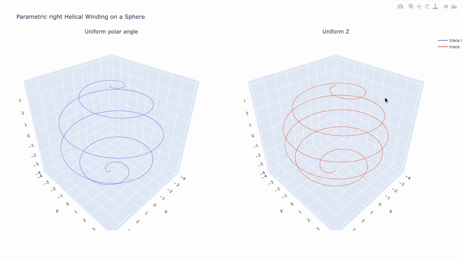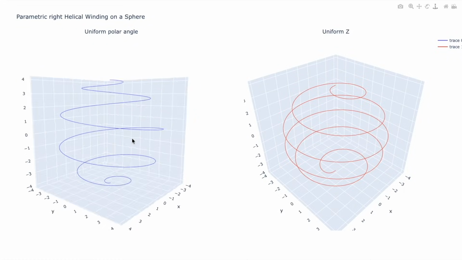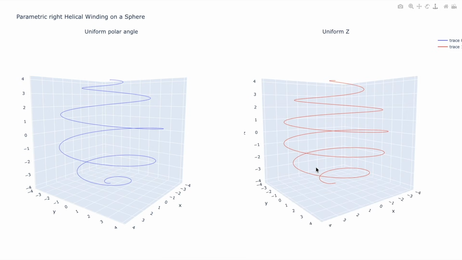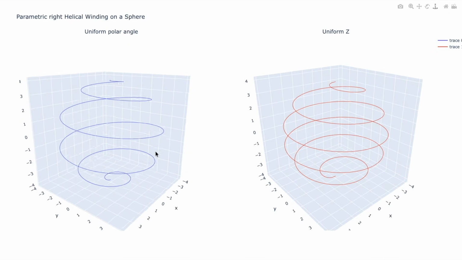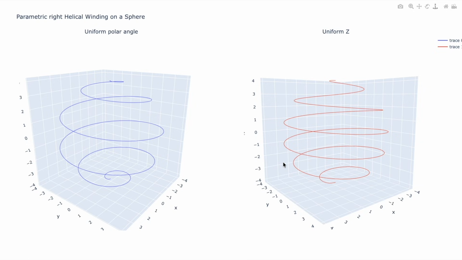So here we see the difference for 5 turns. This is uniform polar angle and this is uniform z. As you can see, in uniform polar angle we have more dense windings in the top and sparse winding near the equator. In uniform z, the winding step is equal in z direction. It may seem a subtle difference, but when it comes to magnetic field homogeneity, we'll prefer uniform z parametrization because this gives more homogeneous field.